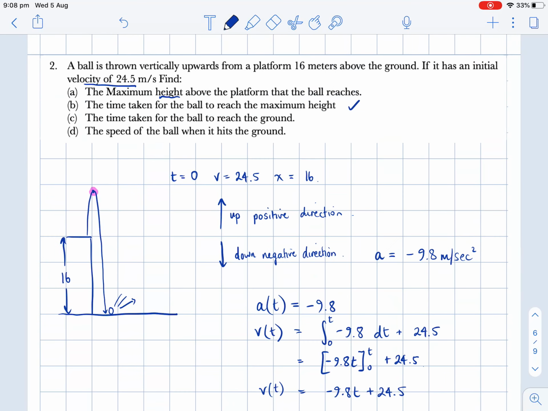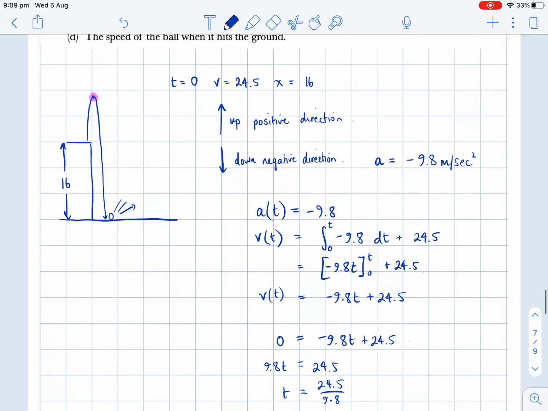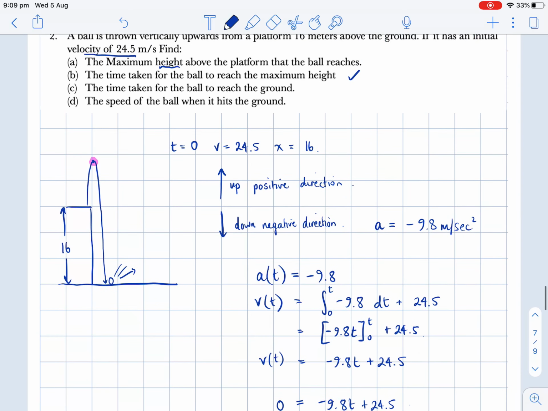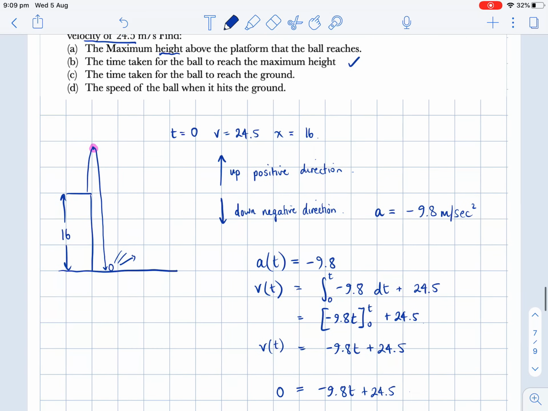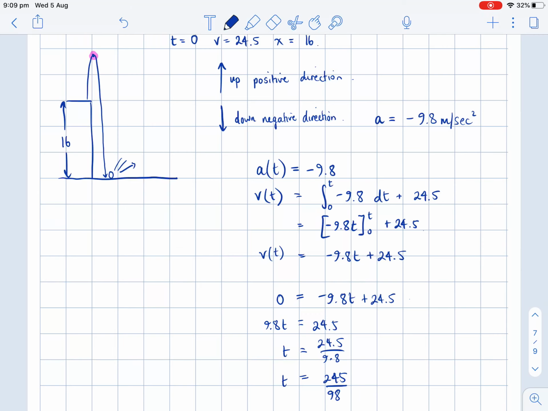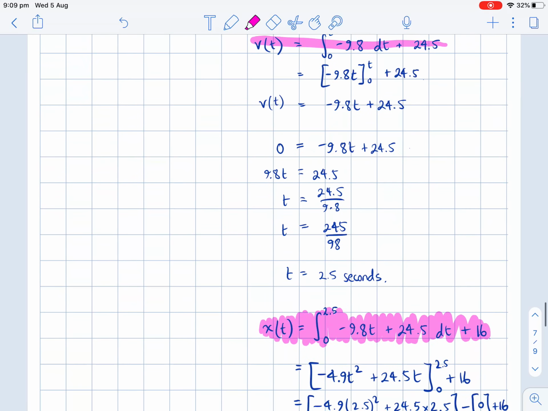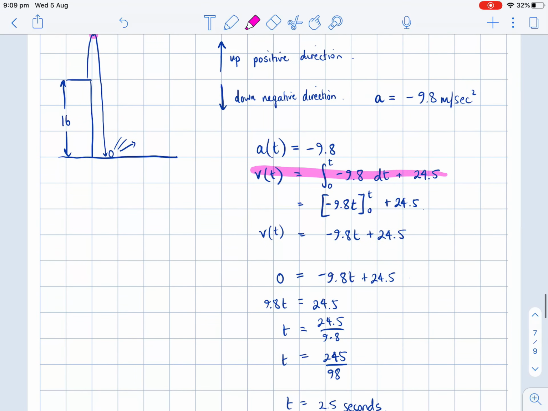Nice. And final thing, the speed of the ball when it hits the ground. Okay, so the speed of the ball is the velocity, and I don't need to worry about whether it's positive or negative because speed's the magnitude of velocity. So here's my equation for the velocity. We can substitute that t value directly into that equation.